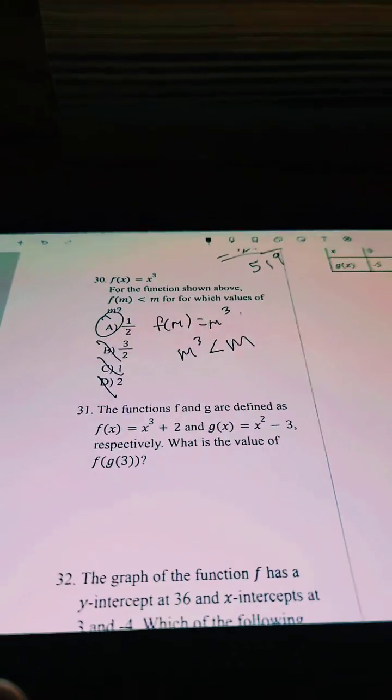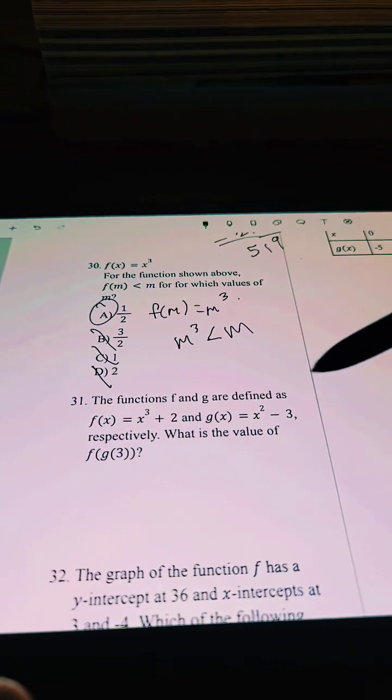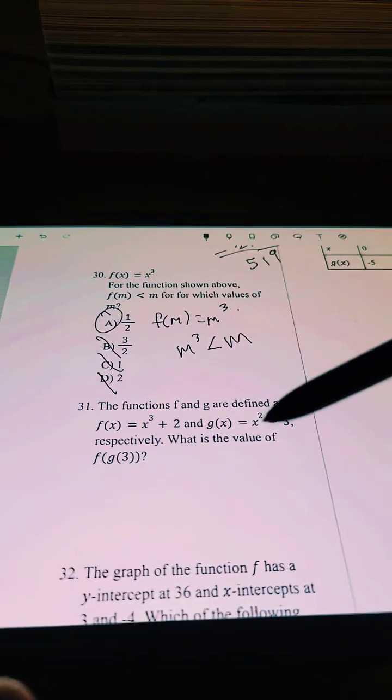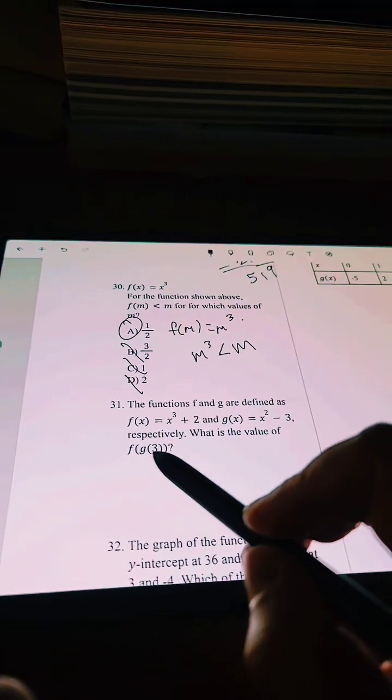Okay, so now let's go to number 31 right here. The functions f and g are defined as this right here. What is the value of f of g of 3?